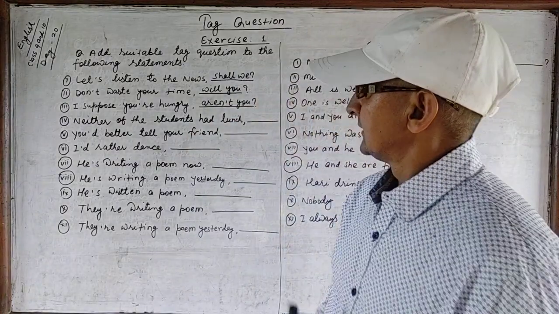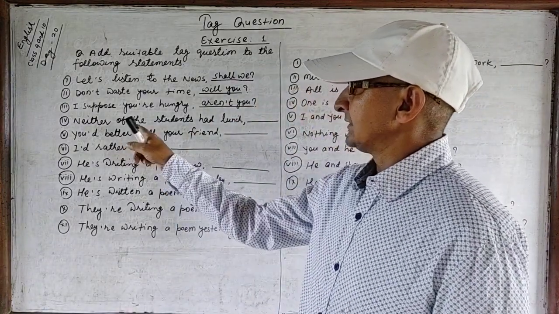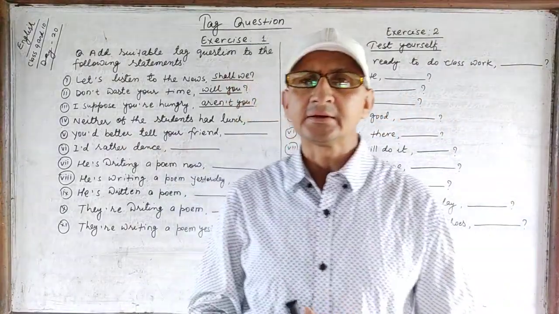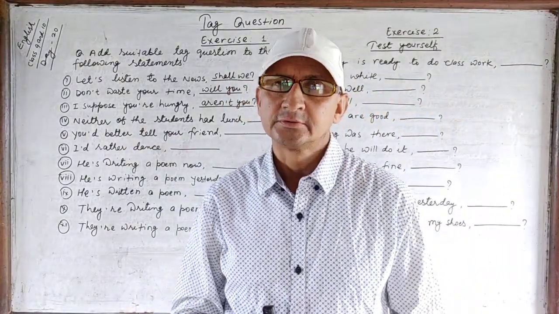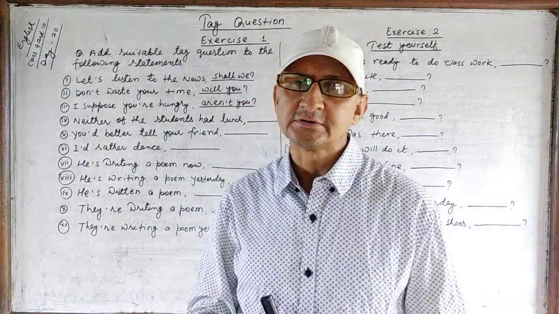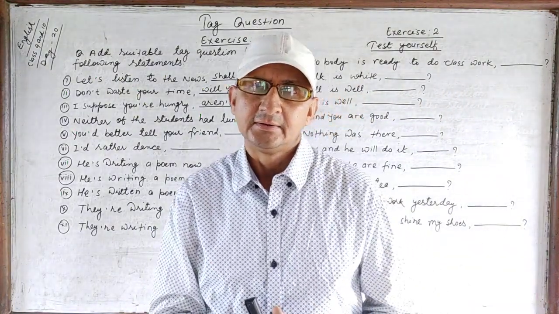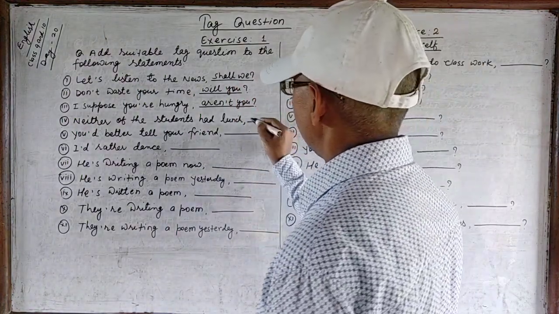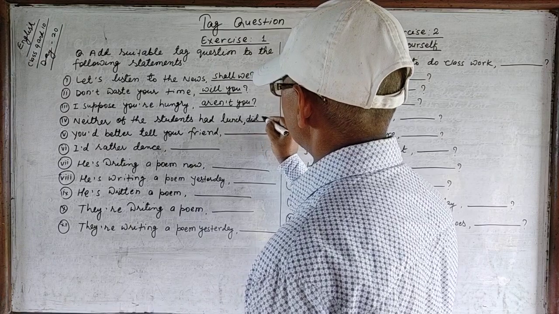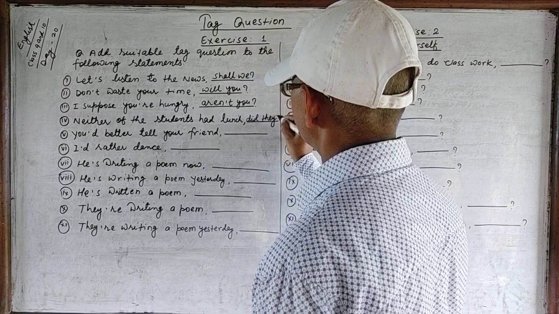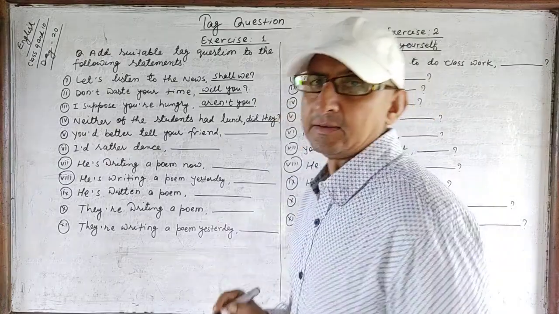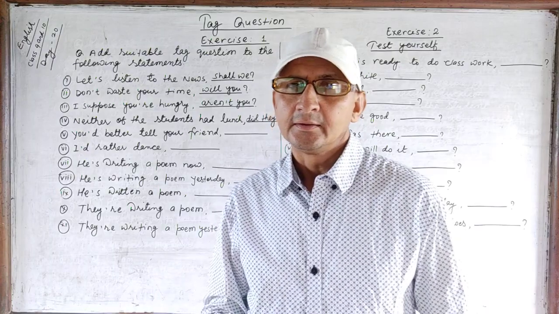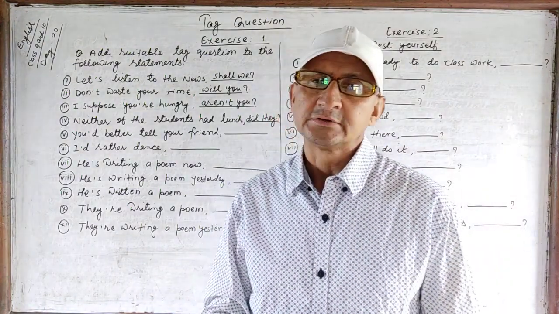The next question is, neither of the students had lunch. Neither of the students had lunch. What is the tag of this statement? You can easily say the answer. Did they? Did they is the tag of this statement. Why did they in this statement?